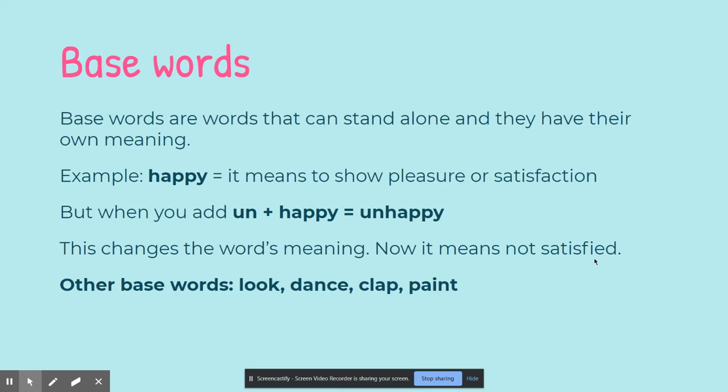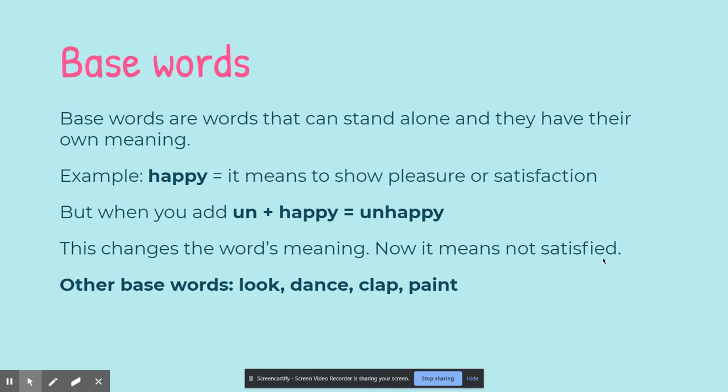But when you add un to the word happy, it means unhappy. You see? Remember, un is a prefix. So when you add the prefix un to the word happy, it makes a completely new word. And now it says unhappy. And now the meaning changes. It used to mean pleasure or satisfaction, right? The word happy means to show pleasure or satisfaction. But when you add the prefix un, this changes the word's meaning. Now it means not satisfied.